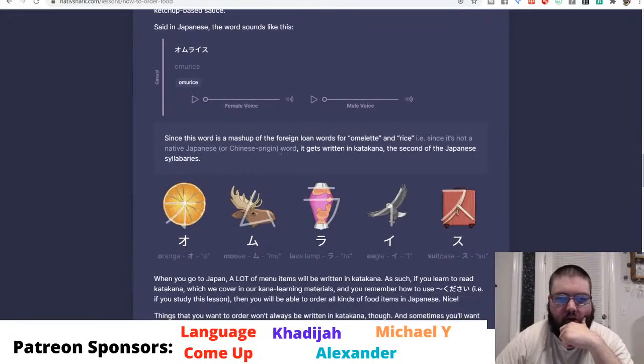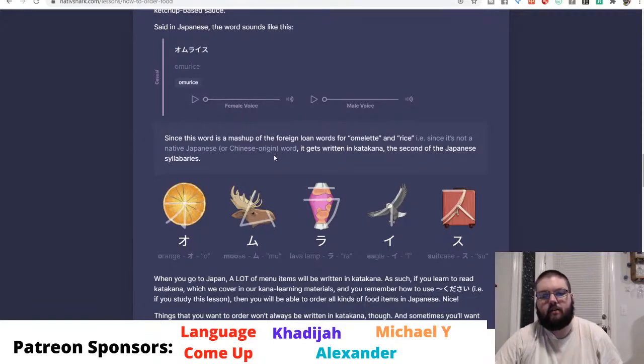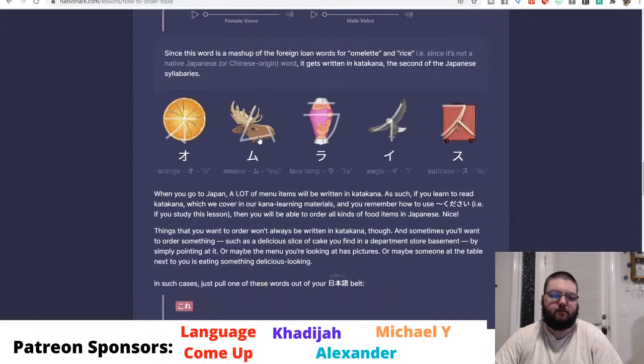Since the word is a mashup of the foreign loan words for omelet and rice, i.e., since it's not a native Japanese or Chinese word, it gets written in katakana, the second of the Japanese syllabaries. Omuraisu.